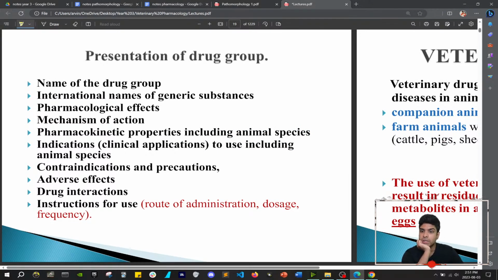Name of the drug group. How do you present a drug? This is very important, I think. Name of the drug group, international names for the generic substances, pharmacological effects, and then mechanism of action.